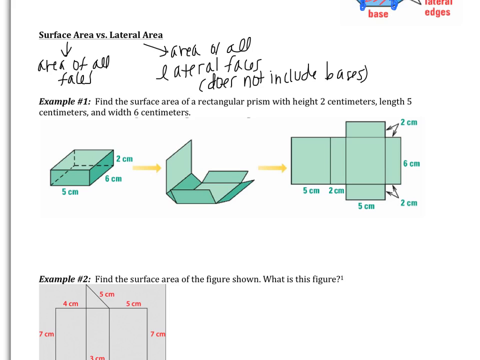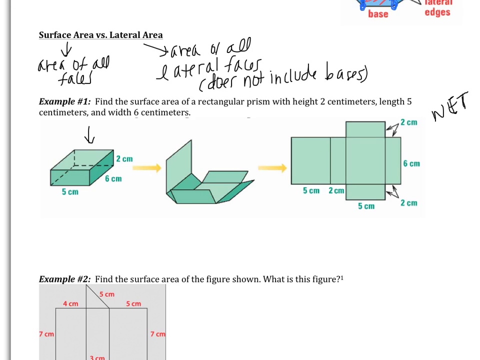Example number 1 says, find the surface area of a rectangular prism with a height of 2 centimeters, a length of 5 centimeters, and a width of 6 centimeters. Now, you're going to see right here, we have our original solid that was unfolded. All the way on the right, this is called a net. It's when you take a 3D figure and you break it up into 2D and lay it out. That's called a net.